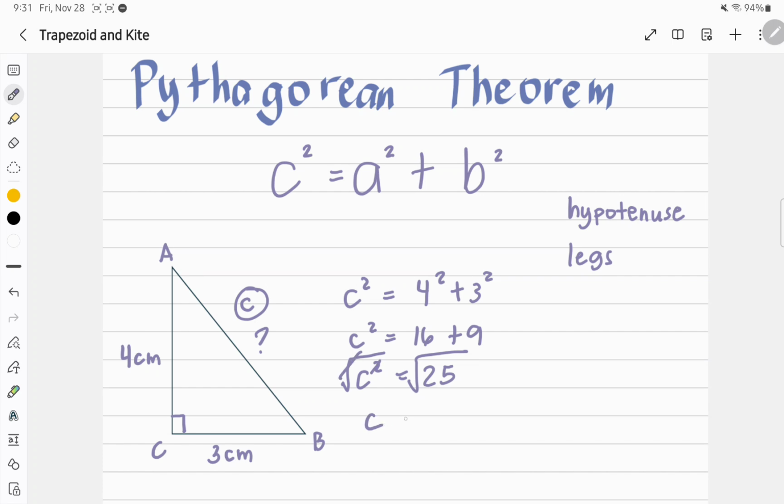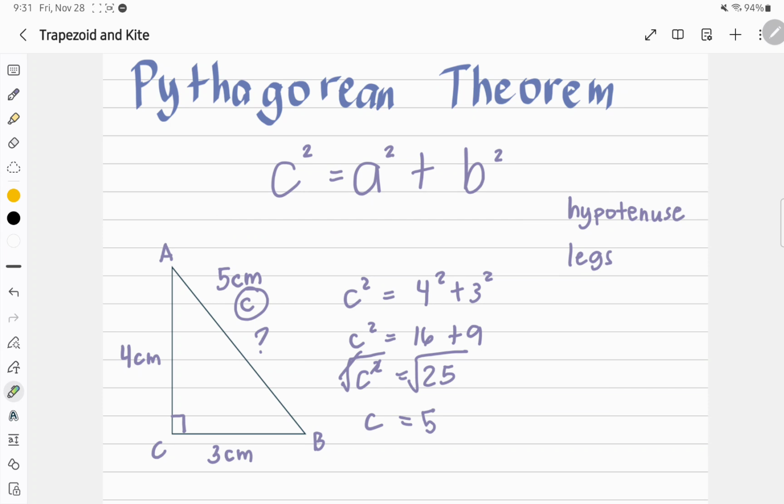Ang matitira ay c equals, the square root of 25 originally is positive negative 5. Pero I will just use positive 5. Bakit? Kasi we are referring to the measurement of the side AB. And of course, kapag measurement ng side, we will just get the positive value. So with that, this is 5 centimeter. So the hypotenuse of this right triangle is 5 centimeter. We got it from using the Pythagorean Theorem.